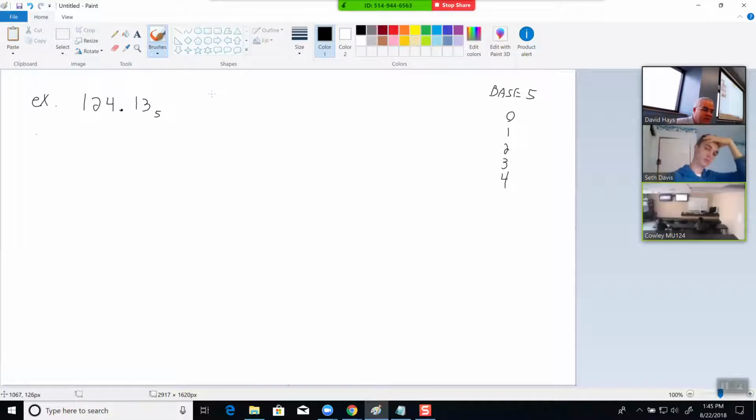Base 5, yes. Does it have a name, like octodecimal? I don't know. The book never gave me a name for it. They just said base 5. Okay. I'm sure it does have a name.